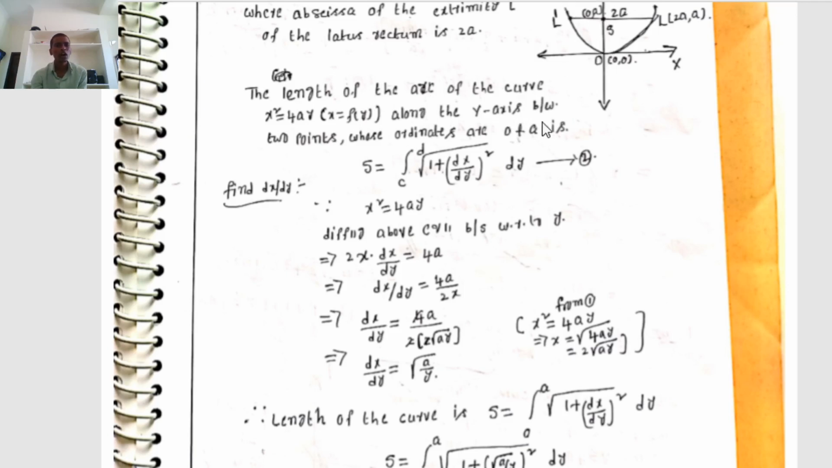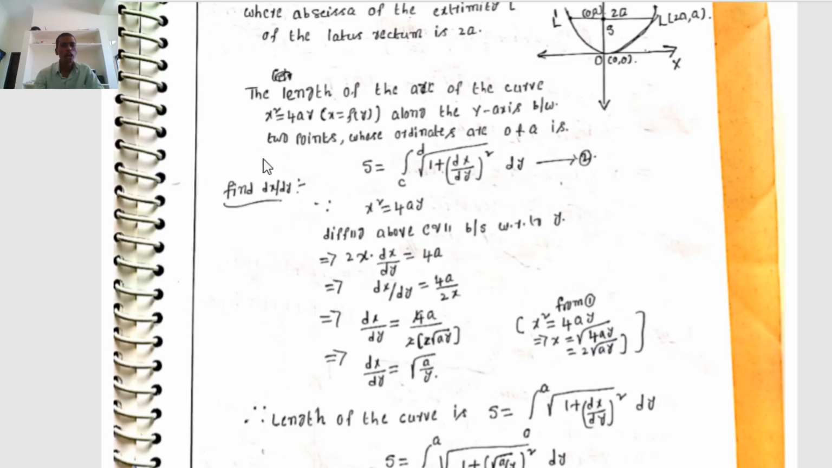Therefore the length of the arc of the curve x square equal to 4ay, that is x equal to f of y, along the y-axis between two points whose ordinates are 0 and a, that is from (0, 0) to (0, a), is the length of the arc of the curve along the y-axis. Therefore s equal to the standard formula for the length of the arc of the curve x equal to f of y along the y-axis between two points whose ordinates are c and d: s equal to integration c to d square root of 1 plus (dx by dy) square into dy.